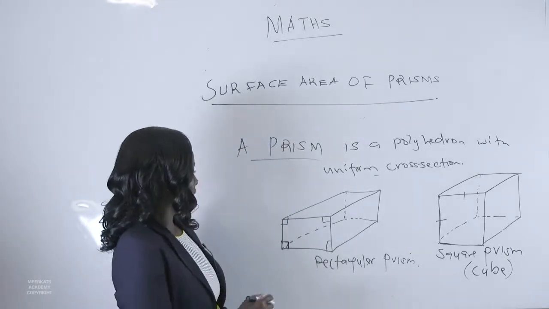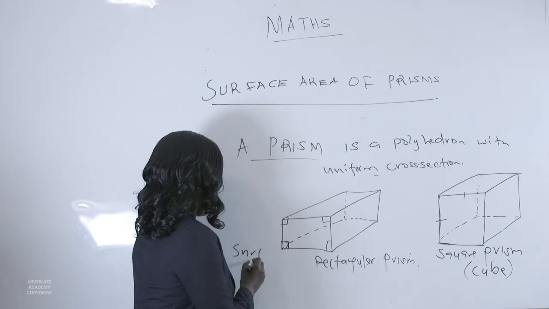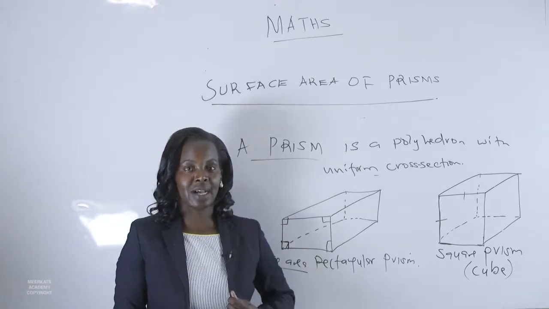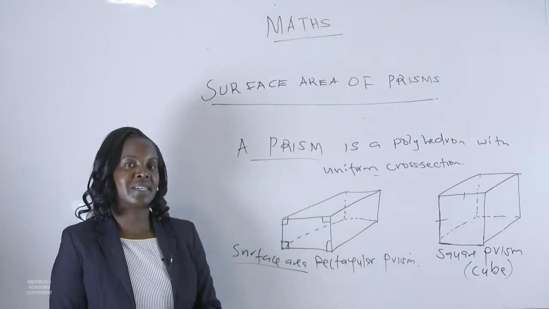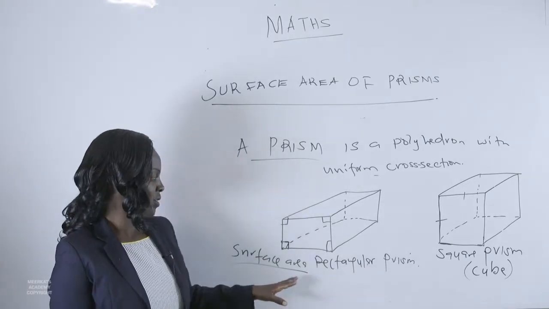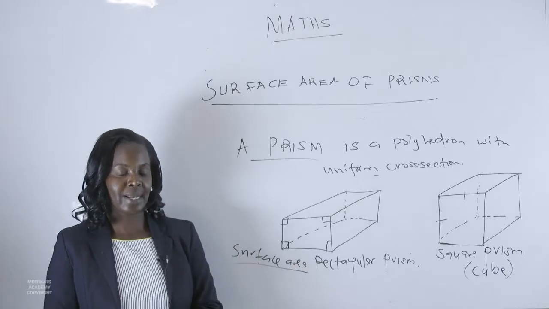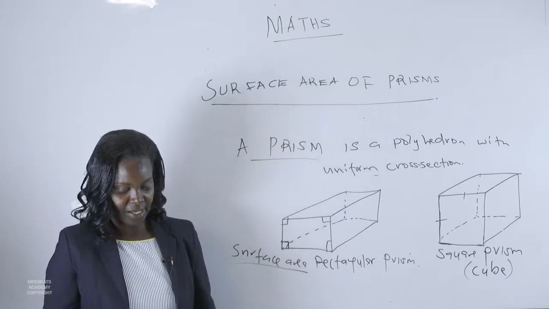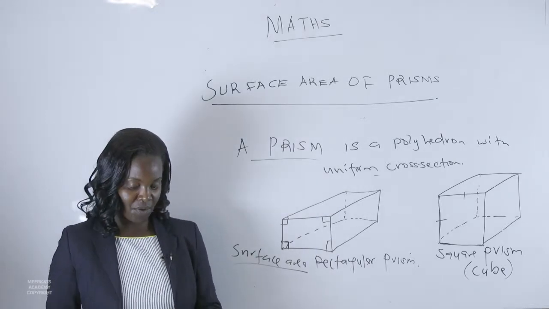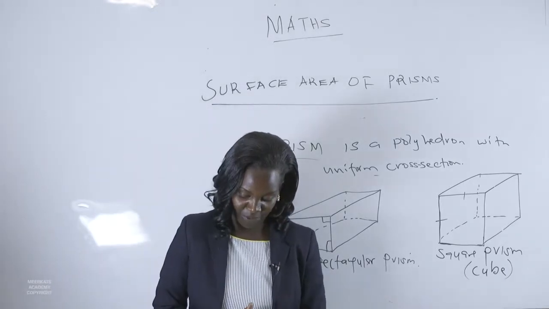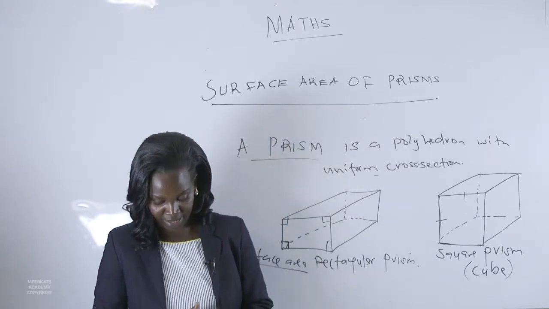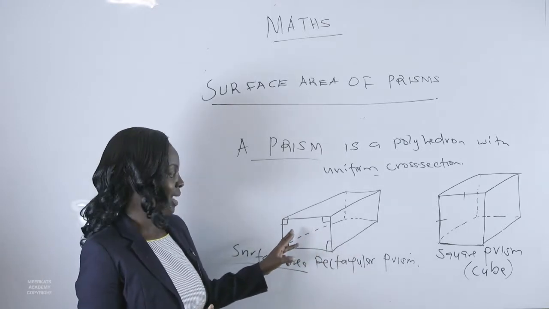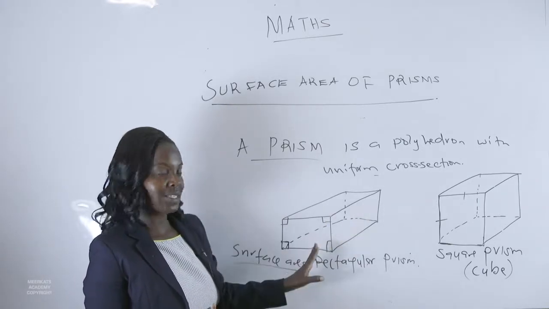So what then is the surface area? We want to determine the surface area of objects, so we are trying to understand the terms before we calculate. What is surface area? The surface area of a prism is the sum of all the areas of its faces. We have said that a prism has many faces.